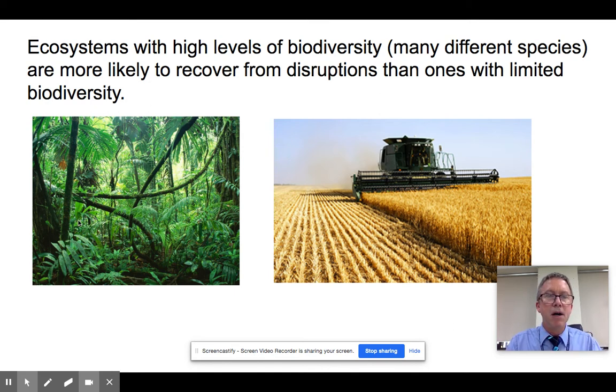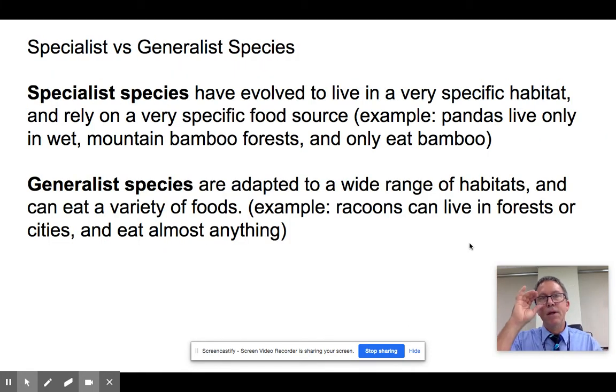So a system that's rich in biodiversity has a tendency to endure through environmental stressors, whereas things that are limited in their biodiversity tend not to. Now, you're going to hear a lot about these two terms in this course, at least in the first semester of this course: generalist and specialist species.